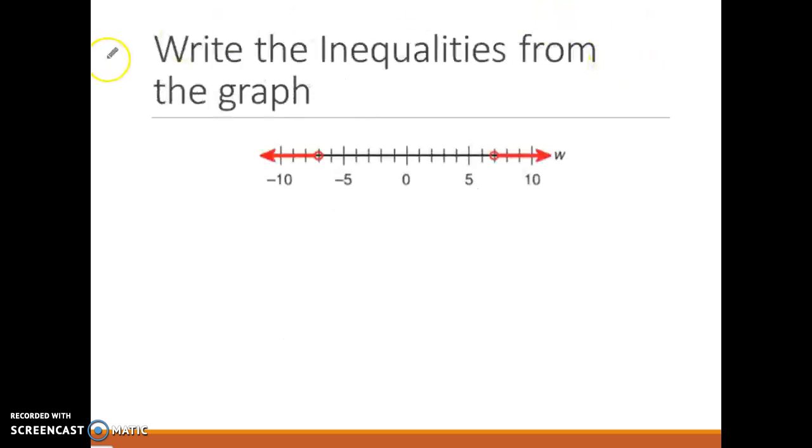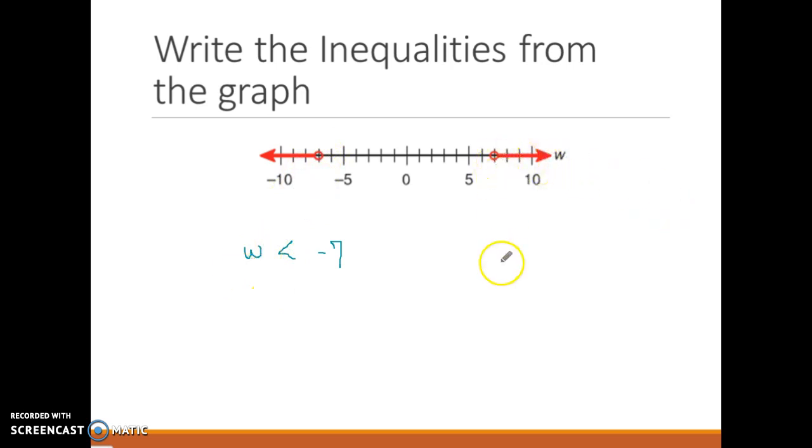So I kind of showed this already, but to write the inequalities from the graph, when it's a disjunction, it's a little bit easier to see because you can clearly see where the two inequalities are. If you look at this number here, if this is negative 5, negative 6, negative 7, so I know my number is negative 7, and just choose a variable. This one looks like they haven't used w. So w is smaller, so less than negative 7, and there's no equal sign because this is an open circle. So w is less than negative 7.